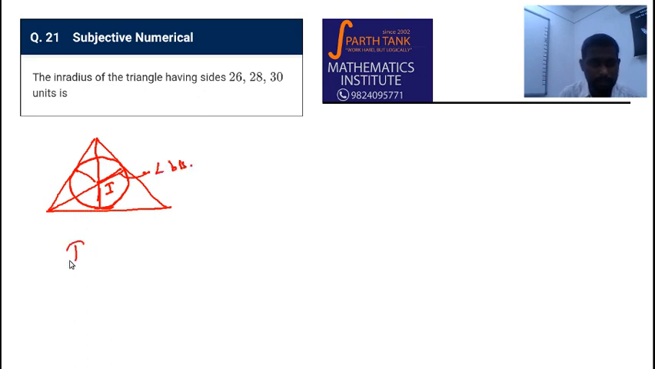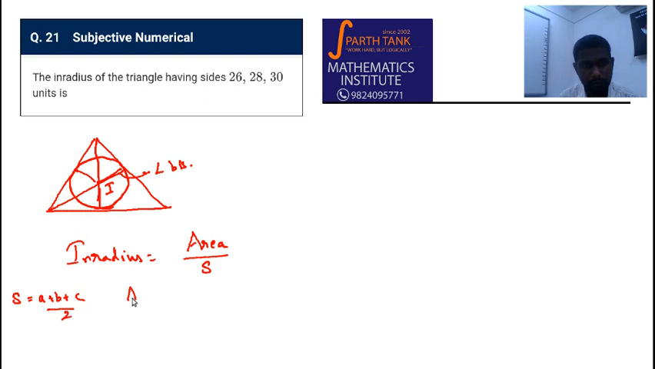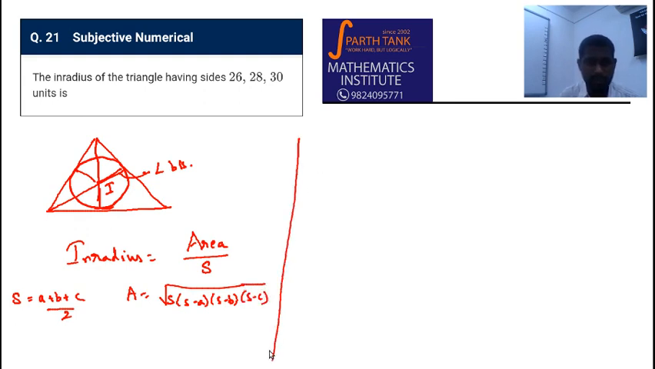The inradius is very simple. If you remember, there is a direct expression for that. Inradius is the area divided by S. S is the semi-perimeter, a plus b plus c by 2. And area, of course, you know, using Heron's formula, is the square root of S into S minus a, S minus b, S minus c. So let us calculate these here. What will be the S? 26 plus 28, let us take them in that same order. A is 26, B is 28, and C is 30.